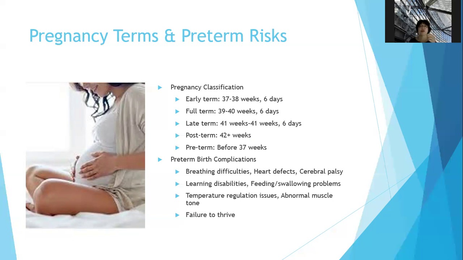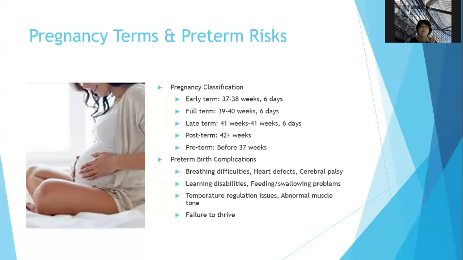Late term, I'm sure the mom is really anxious at this point if the baby hasn't been born, is 41 weeks to 41 weeks and 6 days. I think that's what that is. And then post term is 42 plus weeks, and preterm is before 37 weeks. So usually, like in the olden days, they used to have to let people just wait until the baby was born. Now, if you're at full term, they're going to induce labor if you haven't already naturally gone into labor.